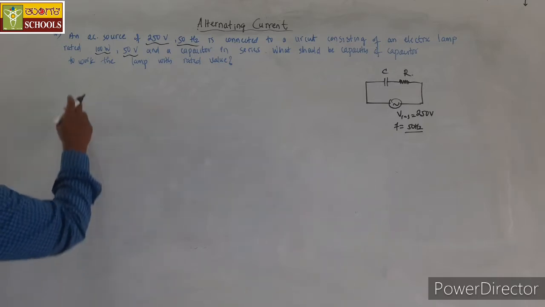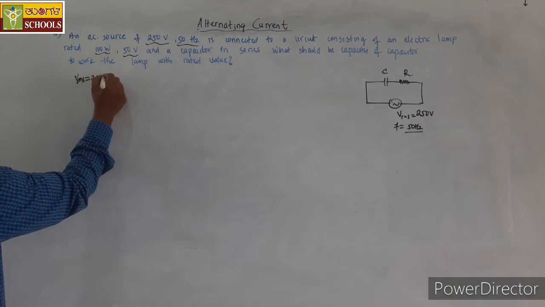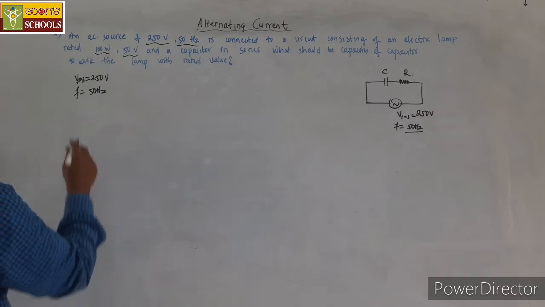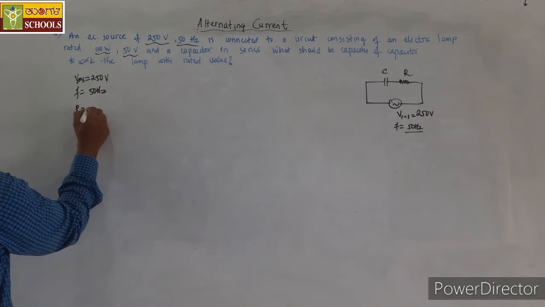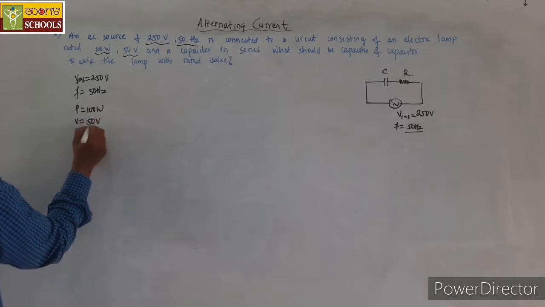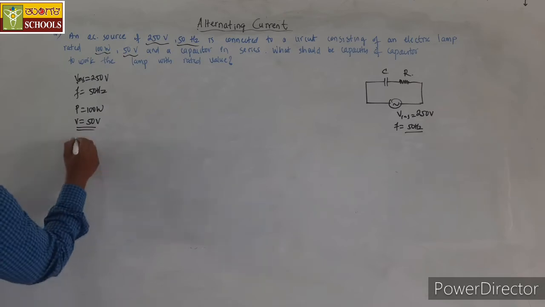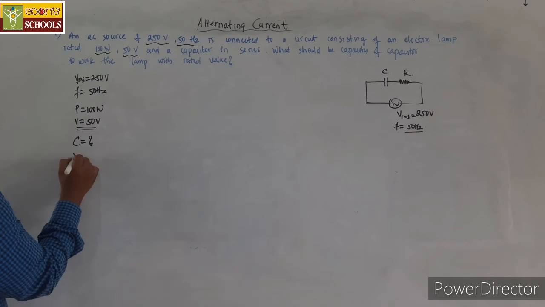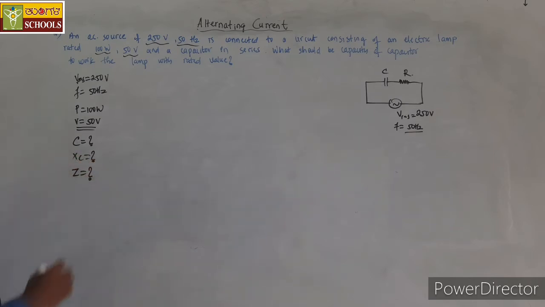Yes, so first write down the data given. VRMS is equal to 250 volt, frequency is equal to 50 hertz. The power rating of the resistor or the lamp is P is equal to 100 watt, and it operates at the voltage of 50 volt. And there is a capacitor. We have to find the value of C. To find the value of C, first we have to find the value of XC. To find the value of XC, we have to find the value of Z here.